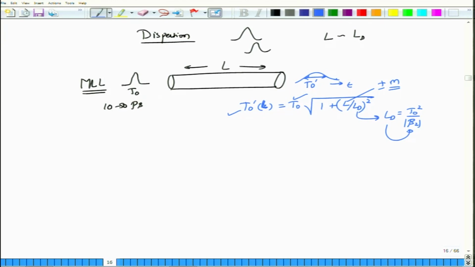The drawback of this method, there are several drawbacks. One of them is that it gives you an average value of beta 2. It does not really give you the local value of beta 2. If you want to find out the local value of beta 2, there is an interesting thing. You can send in one pulse at one wavelength lambda 1, and another pulse at a wavelength lambda 2, and because of dispersion they will travel at different times. Then you can adjust the time delay difference between them.